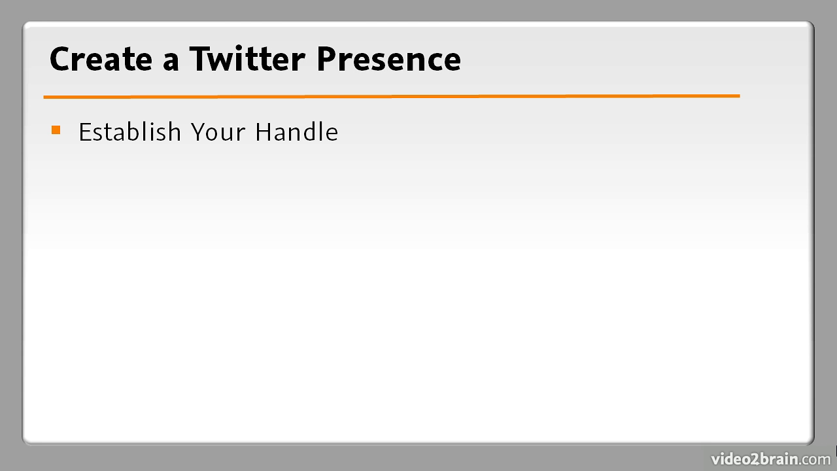Creating a Twitter presence begins with choosing a handle. You have 15 characters. You can be relatively descriptive or relatively inventive. So it's important, and as a consideration when you're developing your other social media points of presence, think about how your Twitter handle may limit or constrain the names that you choose in other places.